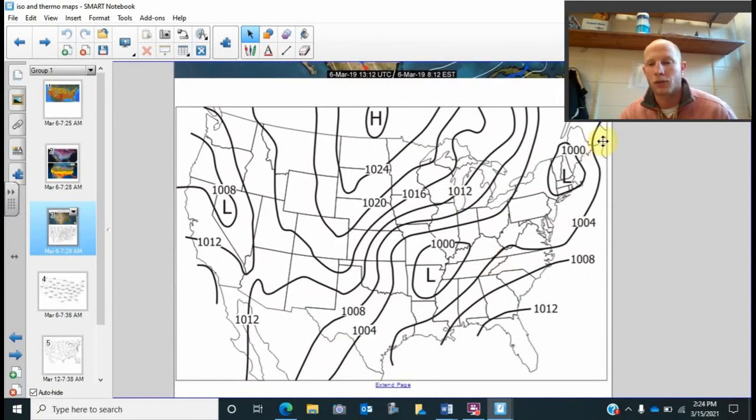Let's go ahead and take a look at what an isobar map that we're going to start doing actually looks like. Here we see that this must be a 1012 isobar map, 1016, 20, 24, and so on and so forth. We notice that from this point, it gets to 1,000, and it gets bigger going this way, bigger going away from the low. It goes in 4 millibar increments.